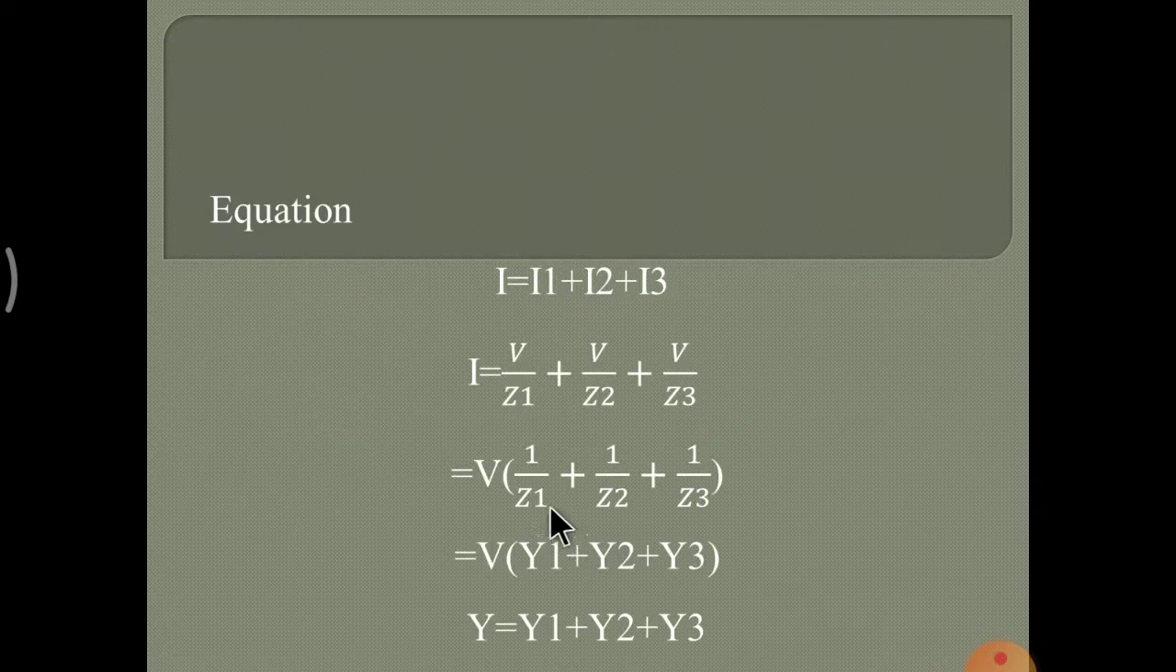So 1 upon Z1 is replaced by Y1, then 1 upon Z2 is replaced by Y2, and 1 upon Z3 is replaced by Y3. So V into Y1 plus Y2 plus Y3. This Y1 plus Y2 plus Y3 means total Y, that is admittance. Therefore admittance Y is equal to Y1 plus Y2 plus Y3.